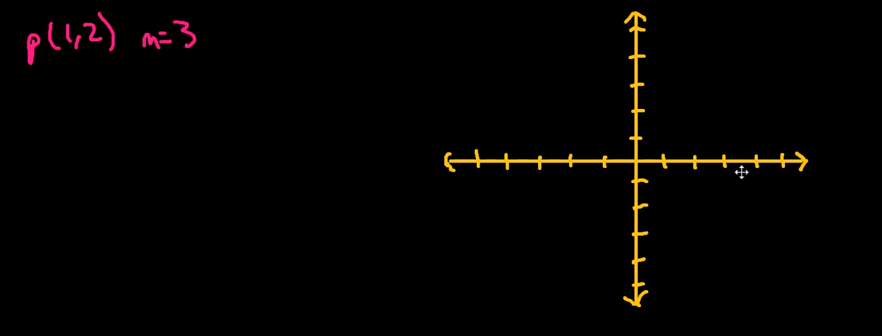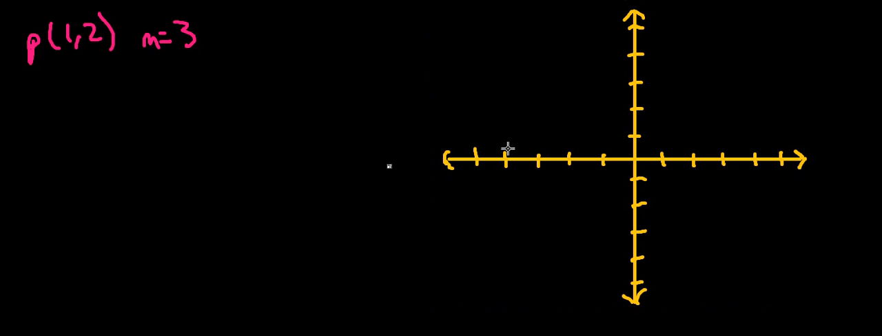Let me bring up a coordinate plane like so. So let's start with our point (1, 2). So that leaves us right here. And we have a slope of 3.